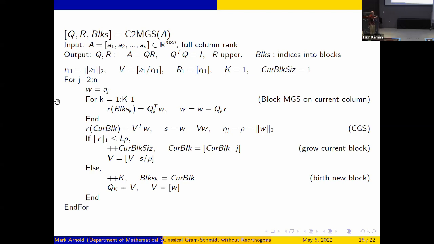If I fail, and the criterion says you should have reorthogonalized, then I'm going to add 1 to the number of blocks. Should that be K? Yeah. And then, like I said, V was the current block, and so now I'm going to write that to Q and start a new block that just has 1 vector in it, and then it just processes column by column.